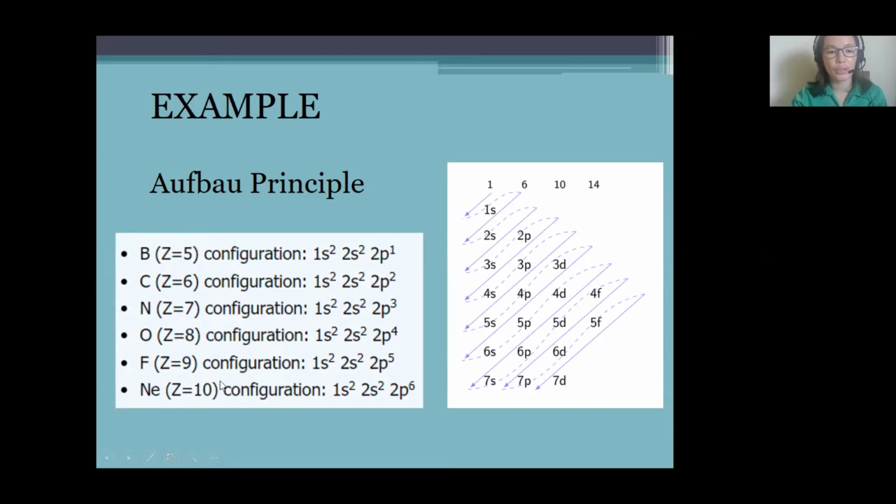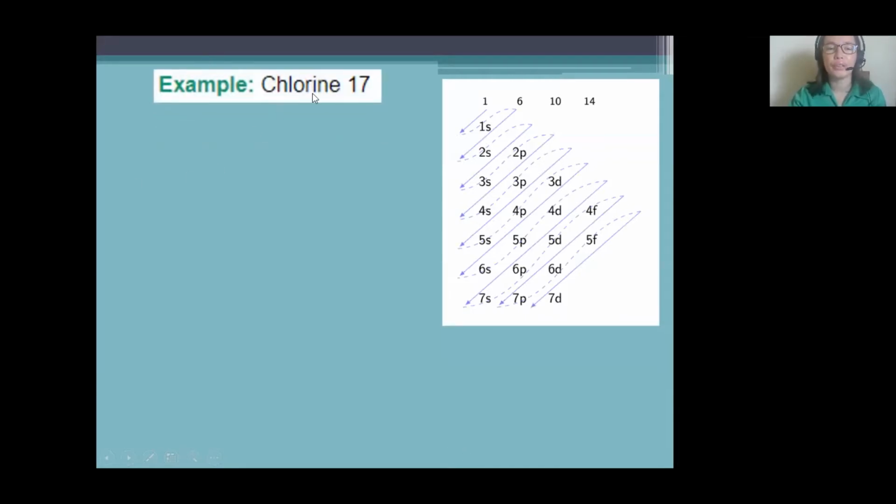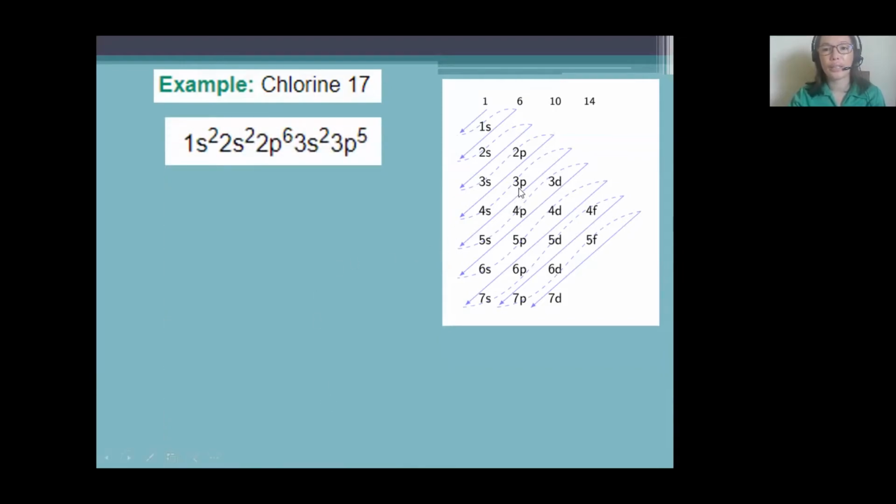And also with neon, where the atomic number is 10, so its electrons are 10. So we have 1s2, 2s2, 2p6, and if you add the electrons, we have 10. Okay? So if we have chlorine, the atomic number is 17, so there are 17 electrons. How are you going to write? By making use of the mnemonic device. Okay, so we'll end at 3p5. So 1s2, 2s2, 2p6, 3s2, 3p5. And then adding this, there are 17 electrons.